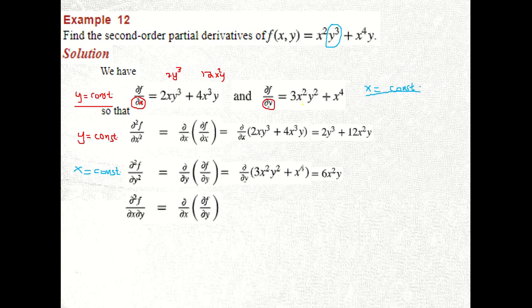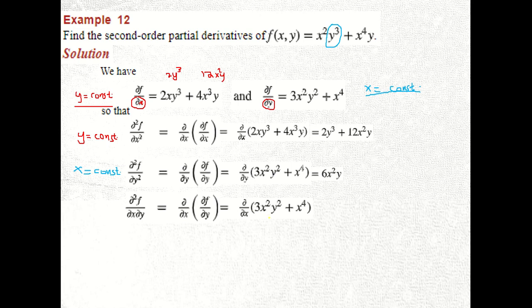With respect to x, we just do something like this first. This one here is taken from above, this one is taken from here. Then we differentiate this one with respect to x. So this is with respect to y and then with respect to x. The sequence is that what is inside here, we differentiate first, which is this one, and then after that differentiate it with respect to x.